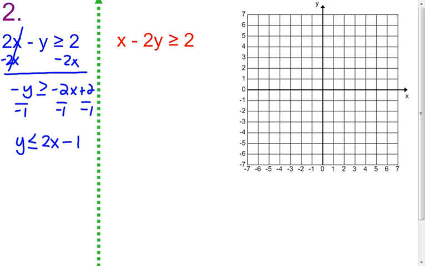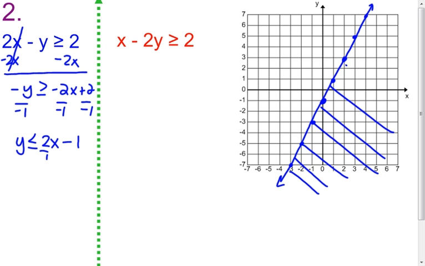I'm going to go ahead and graph it here. It does have a y-intercept of negative 1 and a slope of 2 over 1. So that means I'm going to go right 1, up 2, or down 2, left 1. It is underlined, so I will connect those dots with a solid line. And it is less than, so I will shade below that line. Okay.